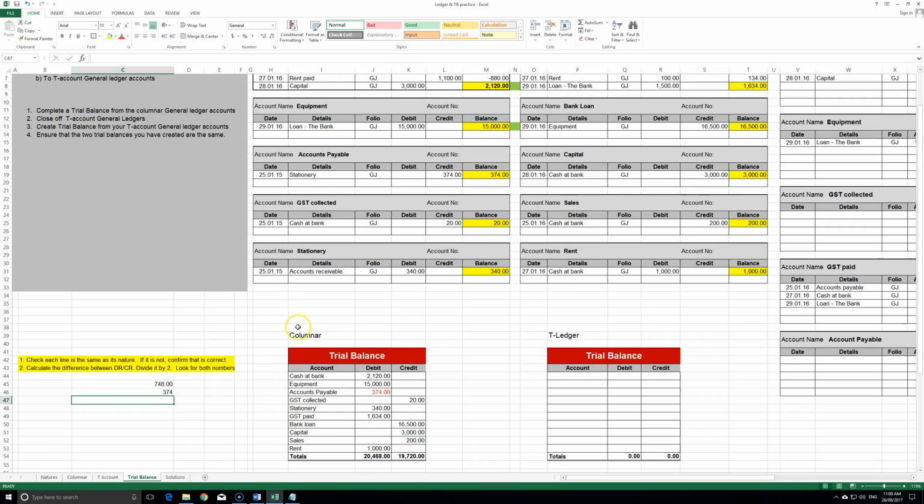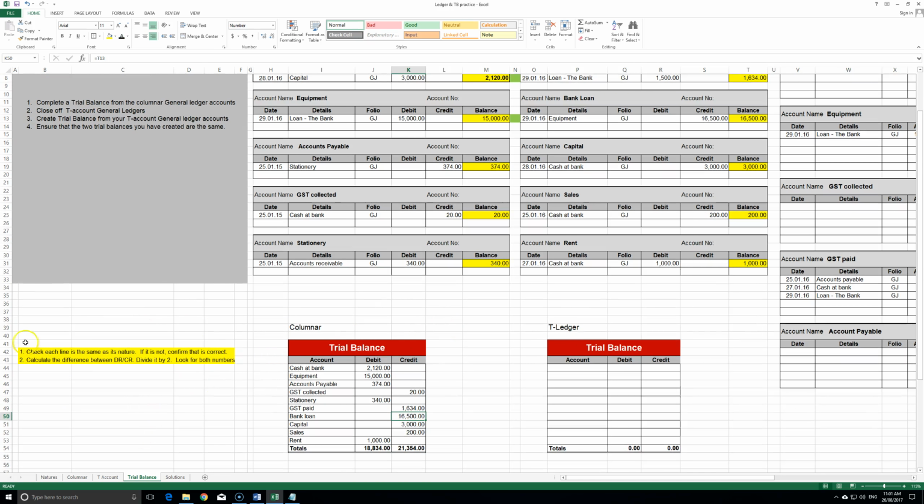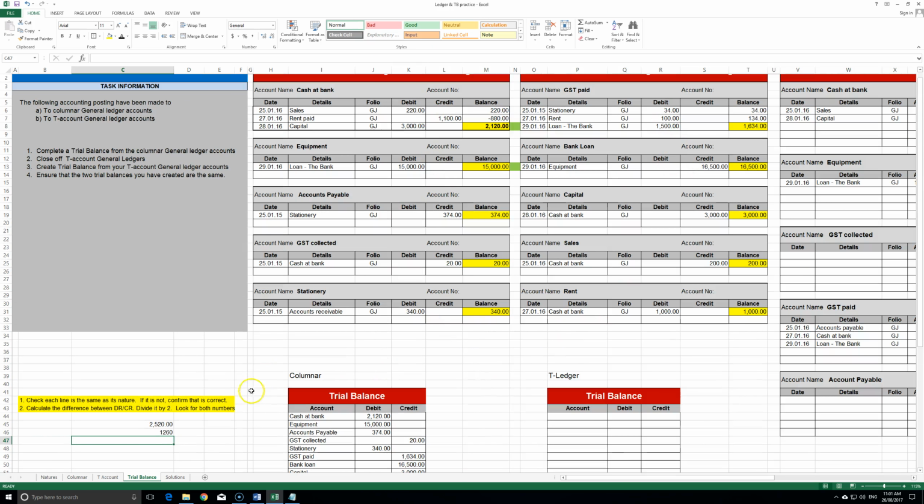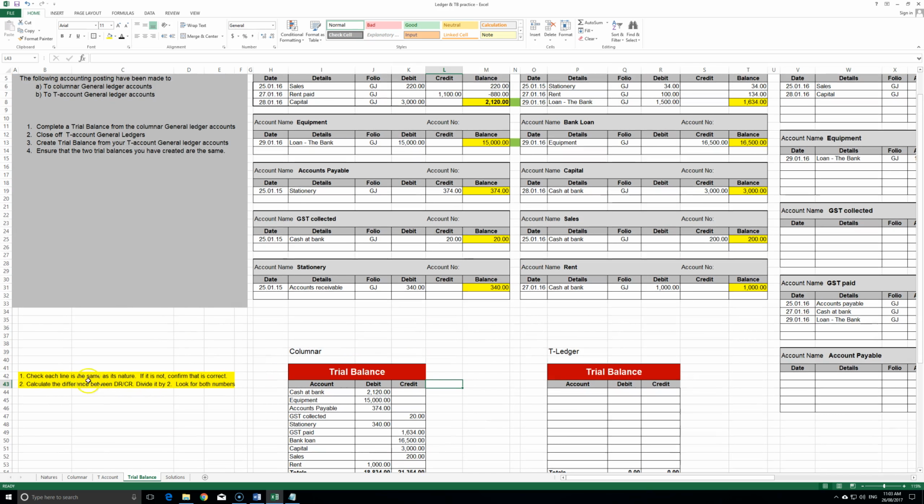Now, what if you've made more than one mistake? So I've changed things around so that I've now made more than one mistake. I can attempt number 2 here, where I do credit minus debit, divide that by 2, and then have a look around for those figures. But I'm not going to find them anywhere, because my problem is the sum of more than one mistake. So I won't find the answer in one figure. So that's not going to be helpful this time. So what can we do then? We'll have a look at number 1 here.